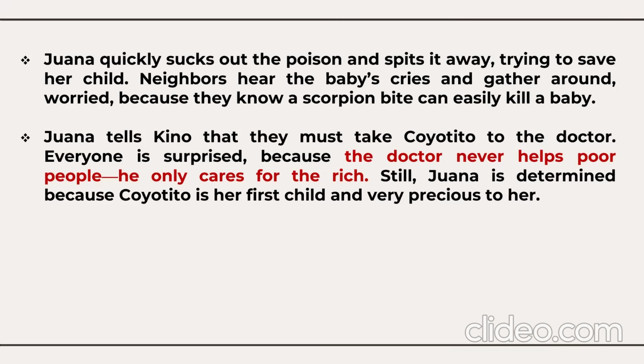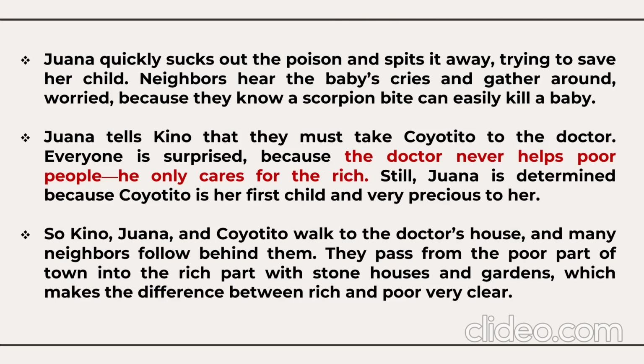Everyone is surprised because the doctor never helps poor people. The doctor cares only about the rich. Still, Joanna is determined because Coyotito is her first child and very precious to her. So Kino, Joanna, and Coyotito, the three of them, walk to the doctor's house. Many neighbors follow them. They pass from the poor parts of the town to the rich part of stone houses and gardens, which shows the difference between the rich and the poor very clearly.